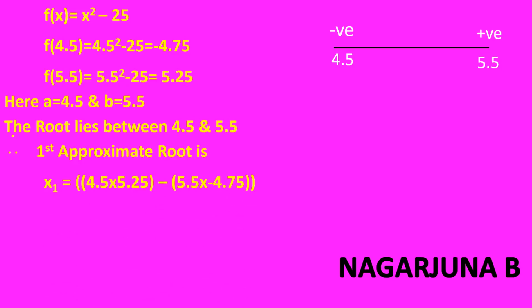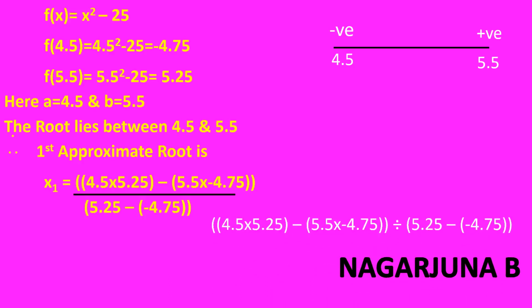So here a value is 4.5 and b value is 5.5. f of a is minus 4.75 and f of b is 5.25. So substituting those things, we can write x1 is equal to, open the bracket 4.5 into 5.25, close the bracket, minus, open the bracket 5.5 into minus 4.75, close the bracket, divided by f of b minus f of a, that is within the bracket 5.25 minus, open the bracket, minus 4.75, close the bracket.